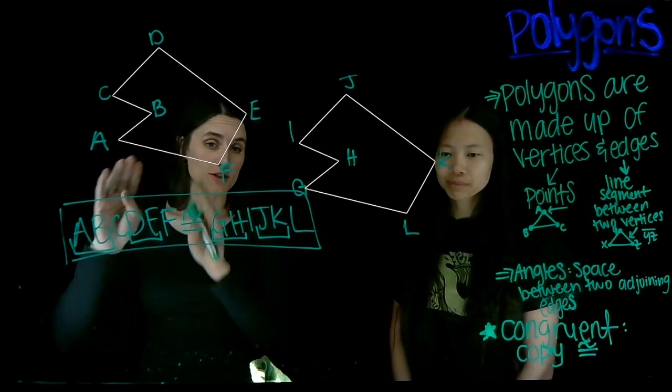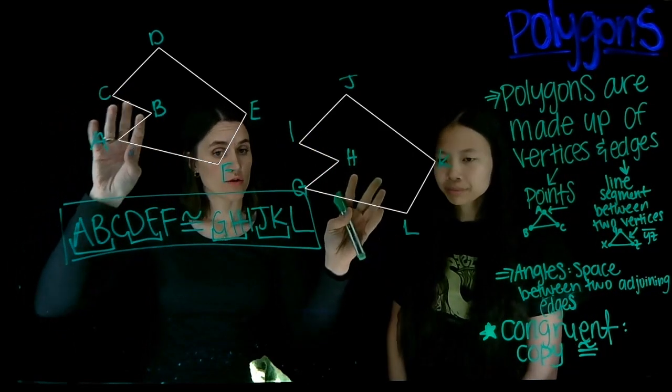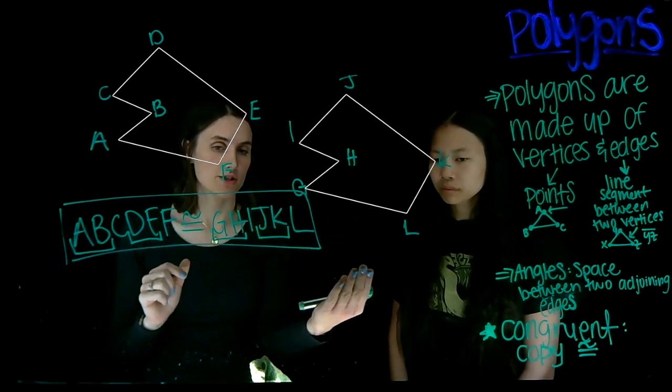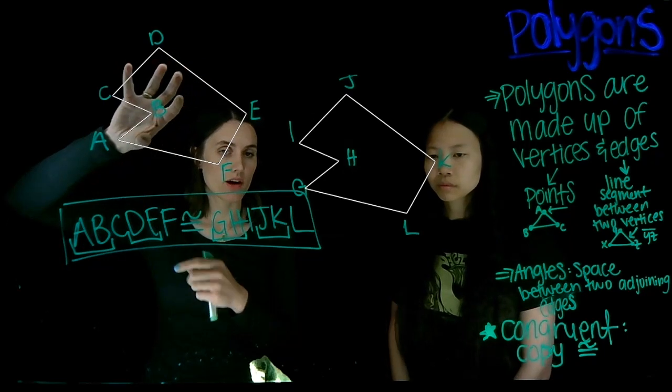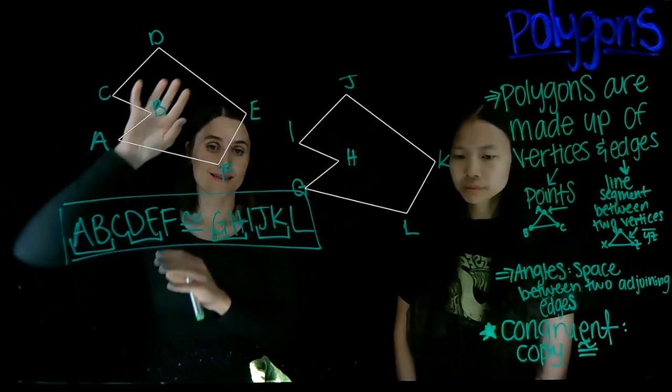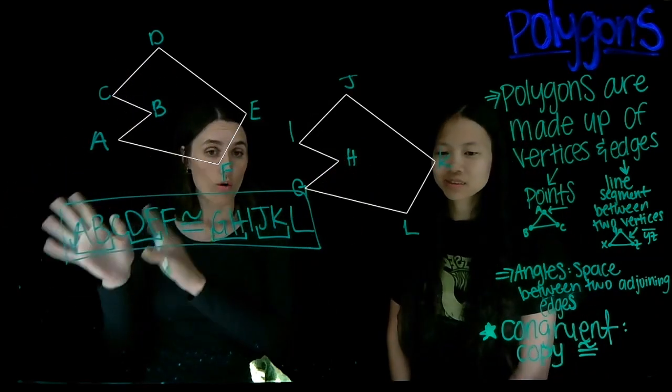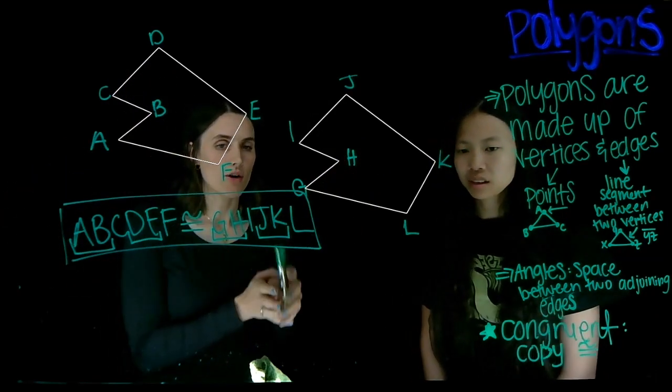So if we know that two shapes or two polygons are congruent, then we know that the parts of each polygon are also congruent to each other. So the angles of this first polygon are congruent to the angles of this polygon. The side lengths of this first polygon are congruent to the side lengths of this polygon. So we can say that corresponding parts of congruent polygons are congruent.